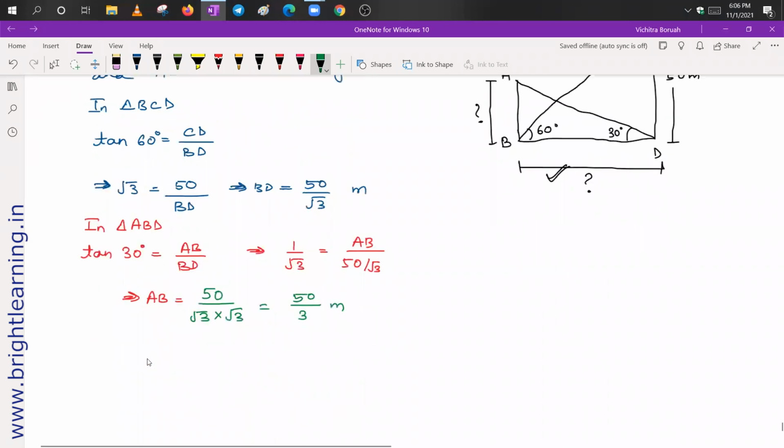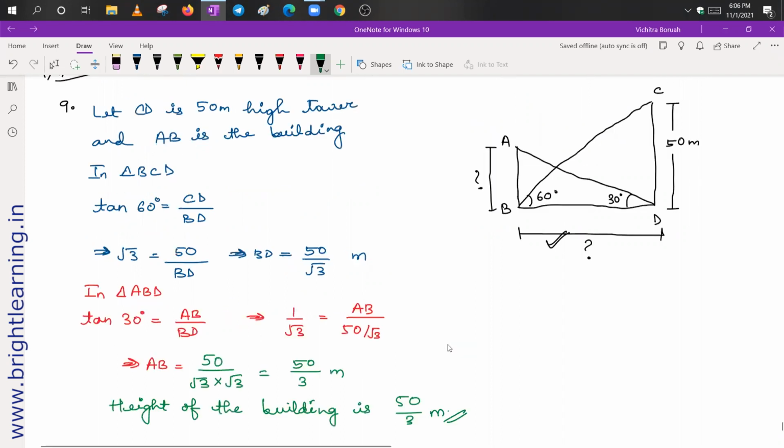So here we can say that the height of the building is 50 upon 3 meters.